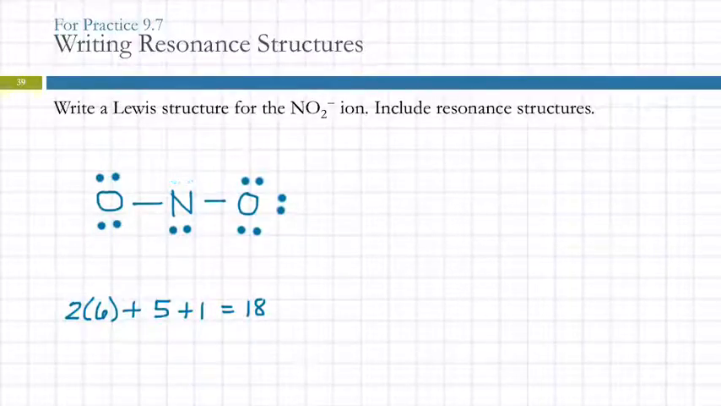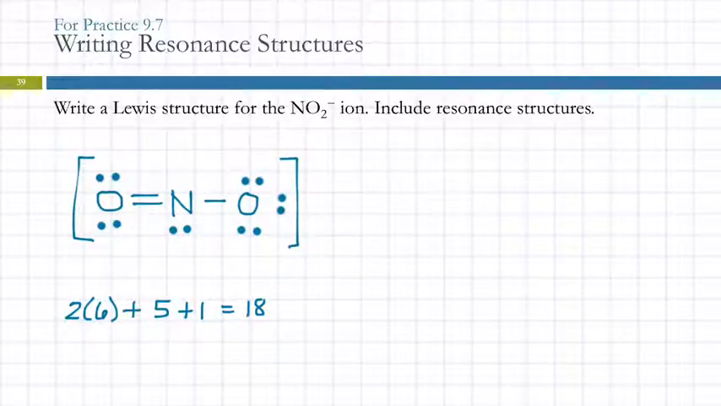So I'll take a lone pair from the middle and share it with the oxygen. And now, ta-da, we have 8 valence electrons for each. This is not Mastering Chemistry, so I'm drawing the brackets. So in Mastering Chemistry, you just put the negative? You have to put the negative. You can't do brackets.